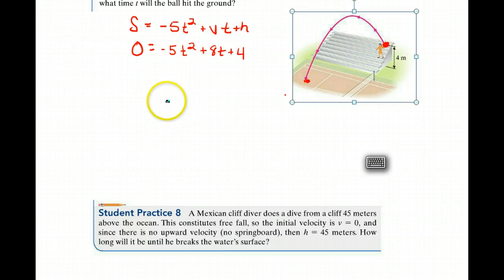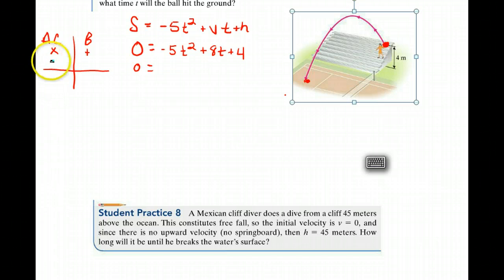So now we're going to solve this equation using the methods that we have taught. We'll check for a GCF. There is none. So we're going to use the AC method. We want factors that will multiply to AC but add to B. So we have negative 5 and 4 for our AC. Negative 5 times 4 makes negative 20, but yet we have to add to 8. Please take a moment and solve this equation and find the factors of t.